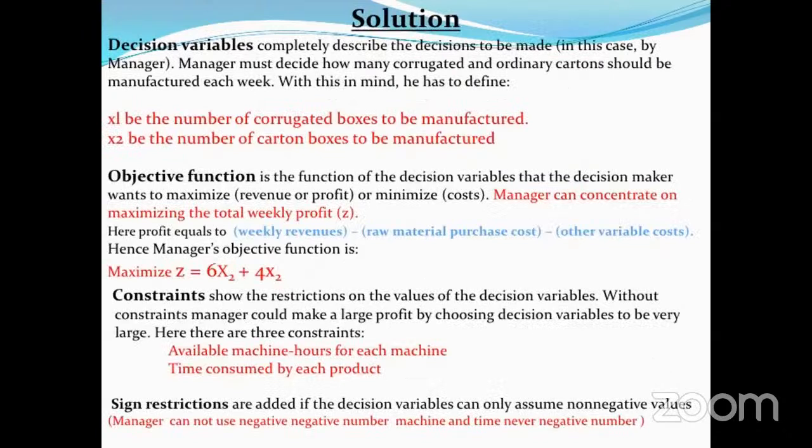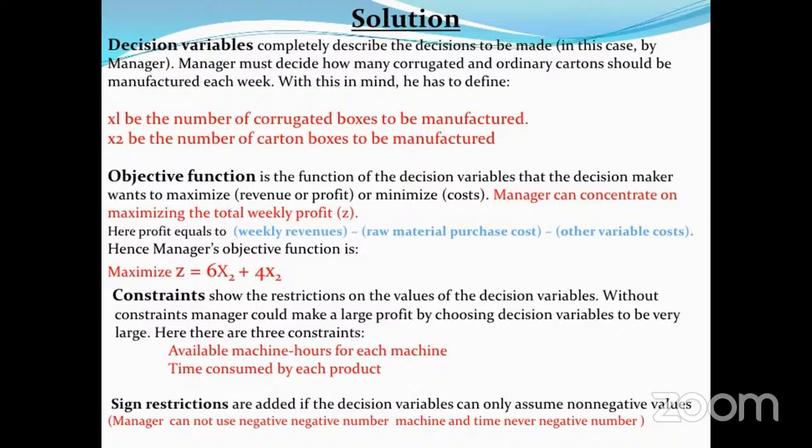First, the decision variable completely describes the decision to be made. In this case, the manager must decide how many corrugated and ordinary cotton boxes should be manufactured each week. With this in mind, he has to define X1 as the number of corrugated boxes to be manufactured, and X2.